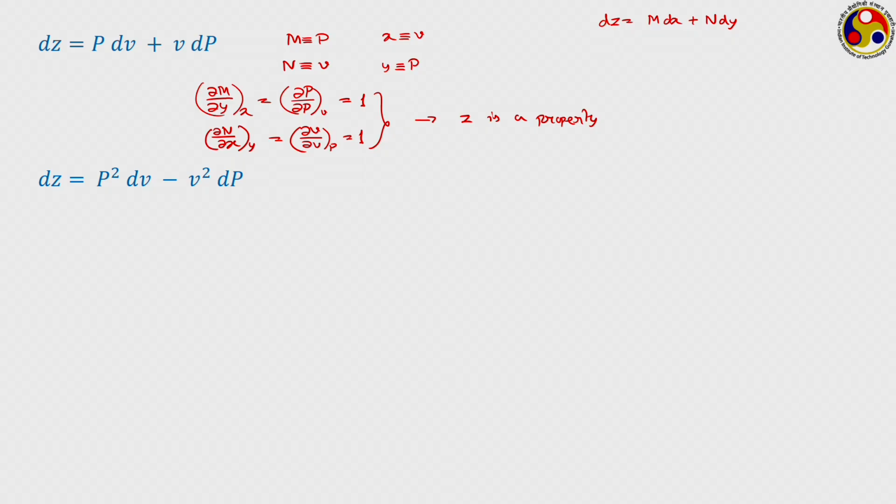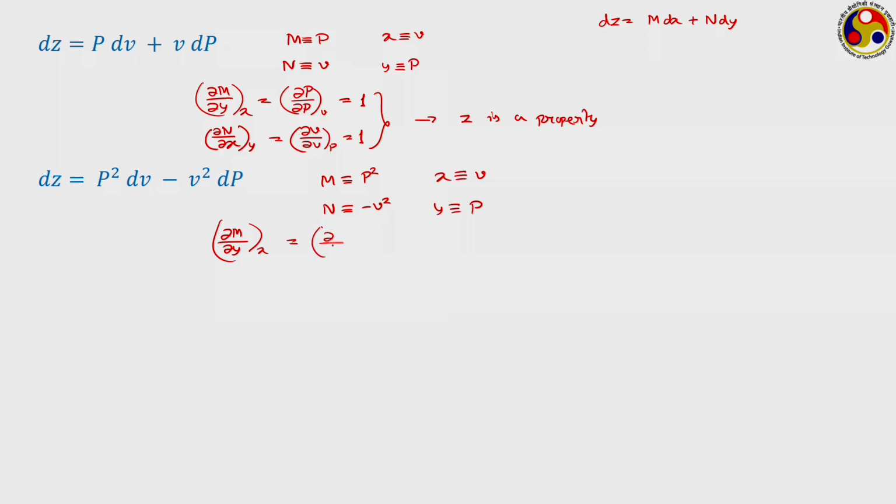Let us take a second example. dz equal to p square dv minus v square dp. If we compare in this one, your m is equivalent to p square, n is equivalent to minus v square, x is equivalent to v, and y equivalent to p. So, your dou m dou y at x will be what? Will be equal to dou p of p square with v constant, that is equal to twice of p.